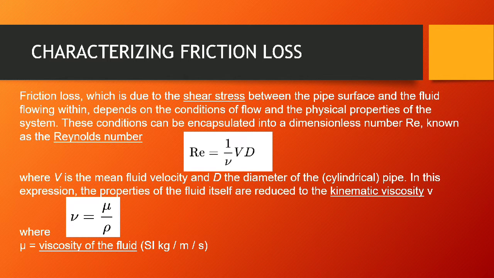These conditions can be encapsulated into a dimensionless number Re, known as the Reynolds number, where Reynolds number equals the velocity multiplied by the diameter divided by the kinematic viscosity, where V is the mean fluid velocity and D is the diameter of the cylindrical pipe. In these expressions, the properties of the fluid itself are reduced to the kinematic viscosity ν, where ν equals the dynamic viscosity of the fluid over the density ρ.